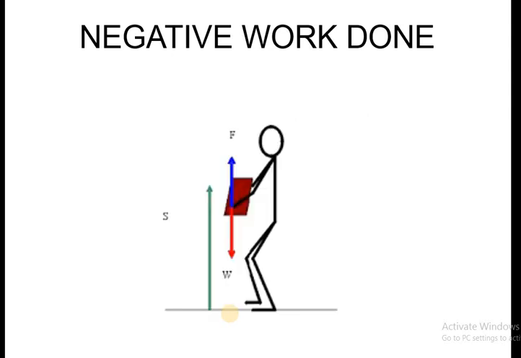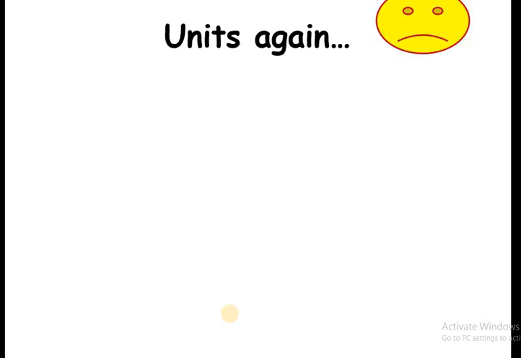Clear? And here also one important part that I have shown you, negative work done. The man is trying to pull up the body from the ground, and when he is pulling up, force is acting upward, but the weight of the body is acting downward. Clear? That is in two opposite directions. Work done becomes negative.